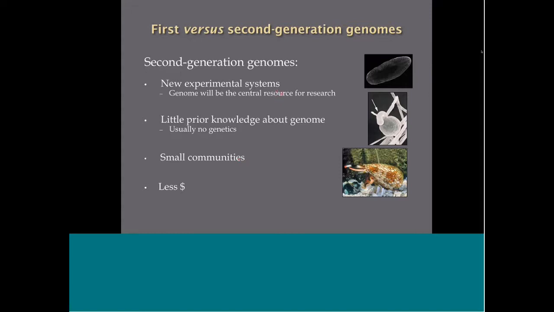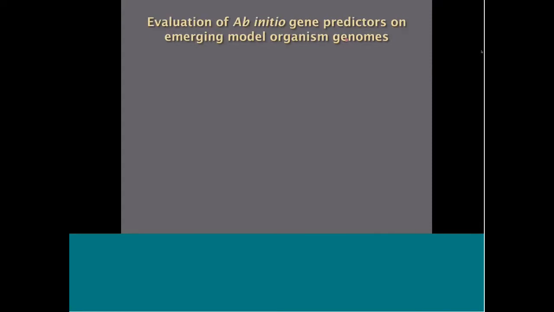Also, because these are small groups, the first annotation sets they produce may be the only genome annotation sets produced for these organisms. So they need to be as high quality as they can be on the first pass. So let's take a look at how ab initio gene predictors and Maker perform on these second generation genomes. Because there's no reference set for emerging model organism genomes, I can't do things like calculate accuracy as I did with the previous analysis because I really have nothing to compare to.